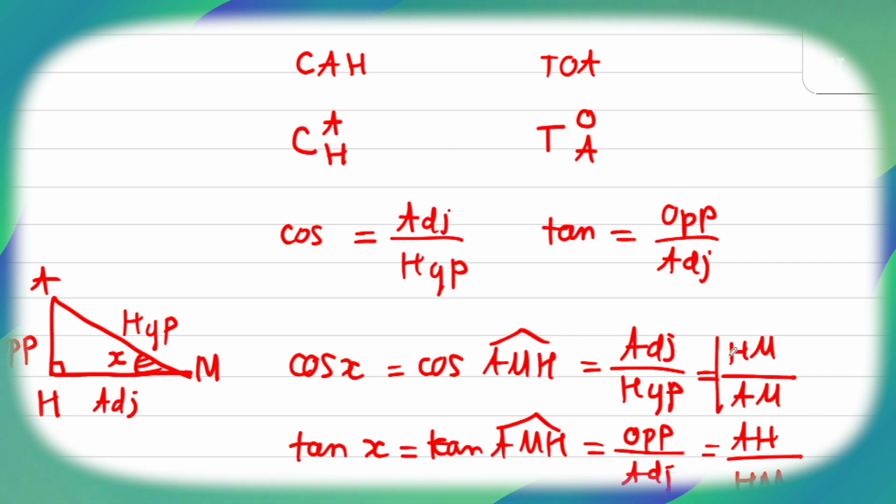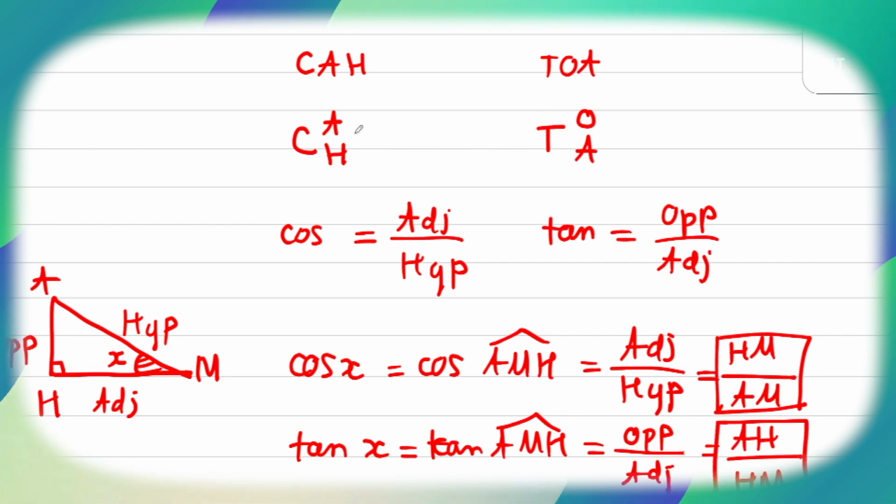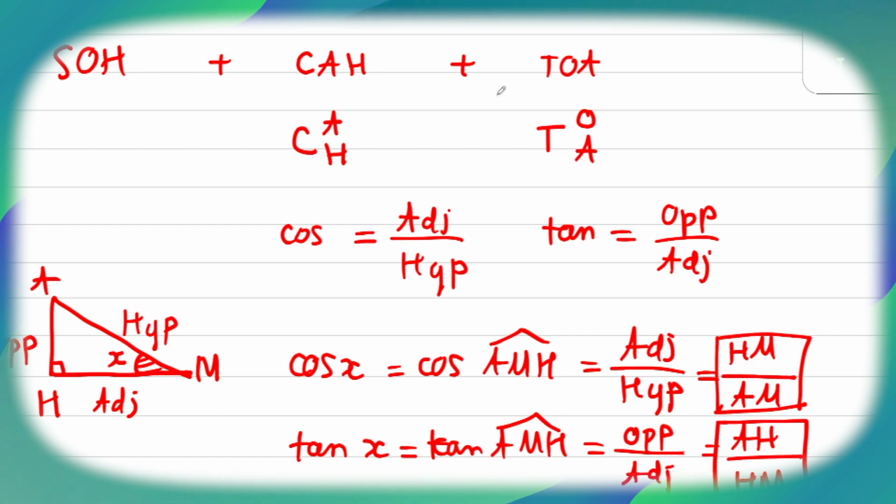So this one presents cos, which means Cah, and this one presents tan, which means Toa. Combined with the last video, where you learned about Soh, we have completely finished the Soh Cah Toa formula. Soh Cah Toa presents the three trigonometric ratios in the right angle triangle, a very famous formula when you want to learn trigonometry at the fundamental level. Soh presents sine, Cah presents cos, and Toa presents tan.